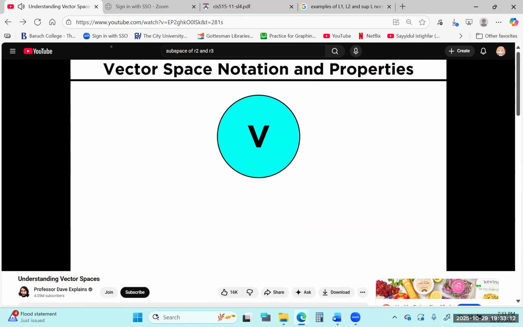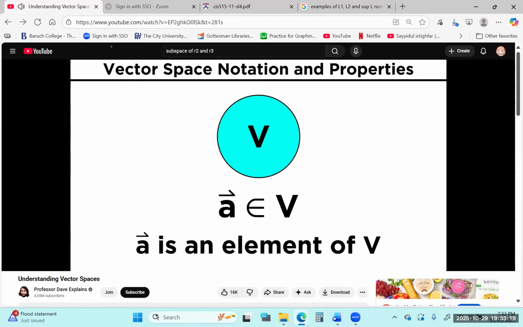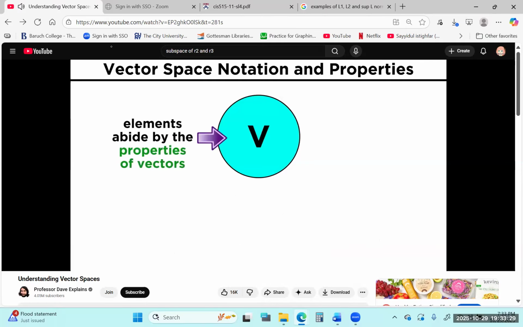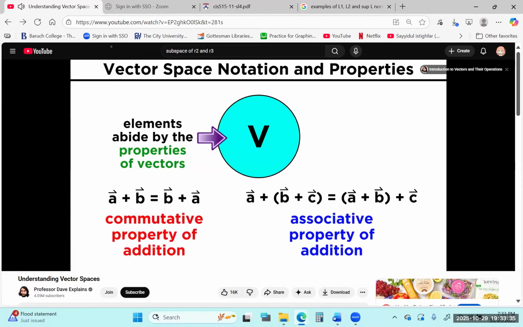Before defining anything, let's just introduce some notation. Let's call our vector space V. If some vector is a member or element of V, we can denote it with this symbol here. So the following means that A is an element of V. All elements of the vector space have the same properties we already discussed for vectors, so elements must abide by the commutative and associative properties of addition, as is shown here.